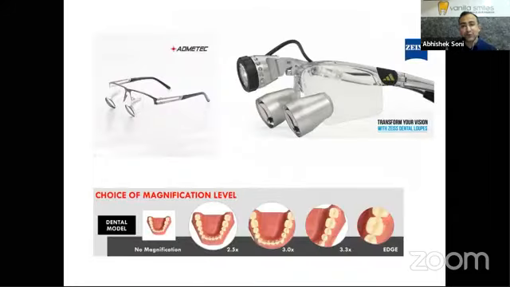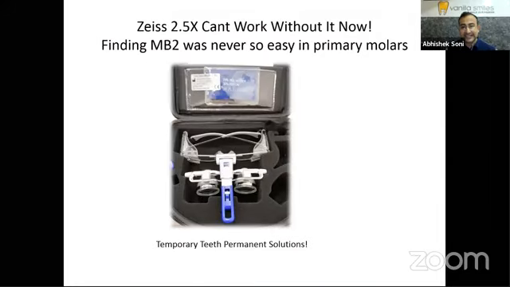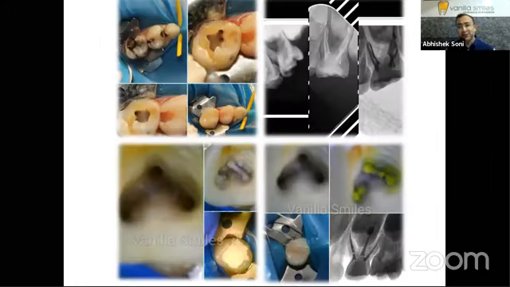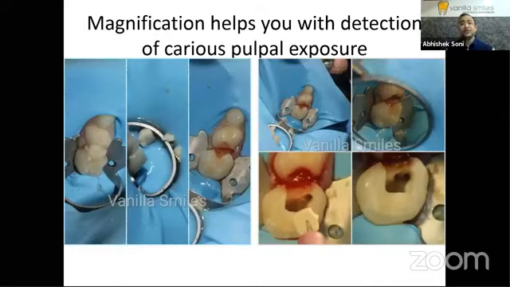So what we have is a 2.5x Carl Zeiss, because you are able to find your MB2s in your primary first molars, your primary second molars. Magnification is going to help detect those carious pulpal exposures.